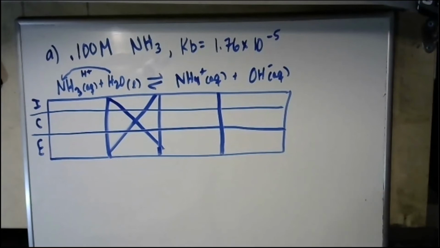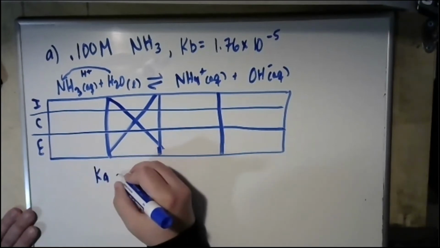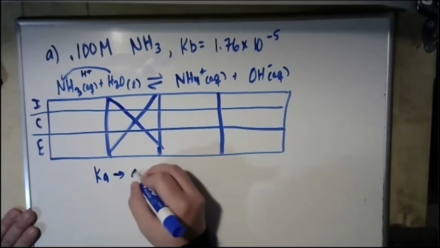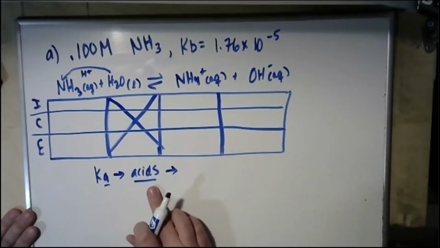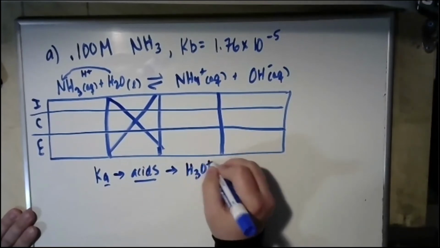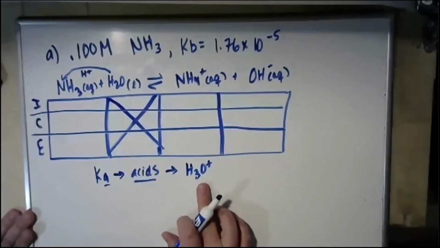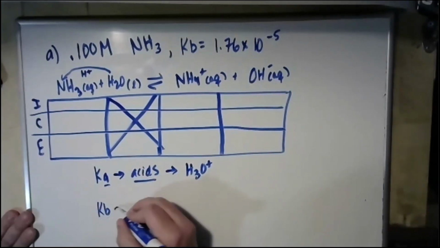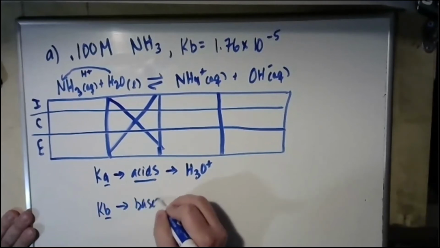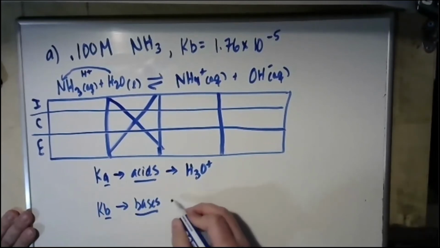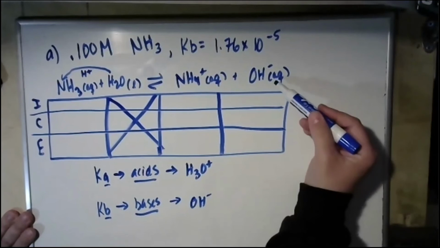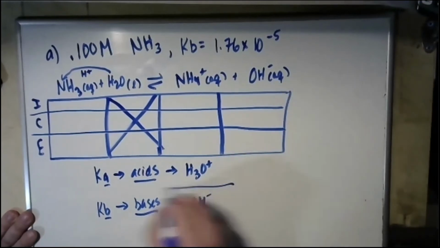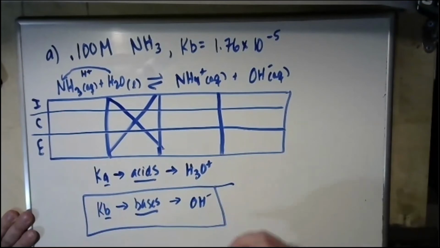And that's because, remember, Ka is going to relate to acids, right? The A is for acids there. And we represent acids using the H3O plus, or the H plus ion. We use our Kb values for bases, right? B for bases. And bases are represented by OH minus. So when we see a hydroxide ion in our reaction, we want to focus in on that Kb value that corresponds.